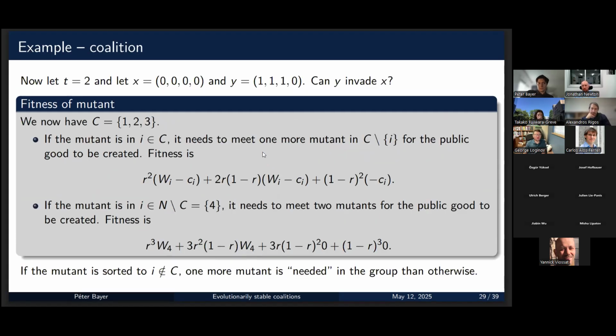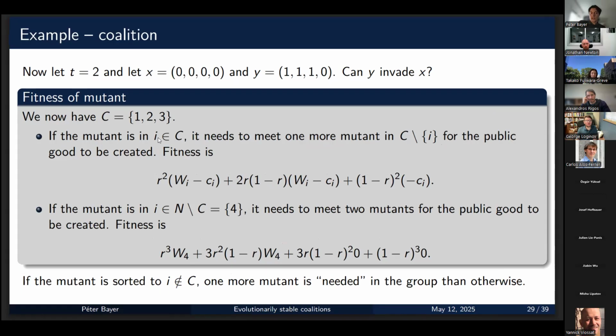Okay, so let's spice it up. Now T is 2. I need at least 2 types contributing, and I'm interested in when does the never contribute get invaded by the type that contributes in the first 3 types and doesn't contribute as the 4th type. So now I have 3 deviators, 1, 2, 3.